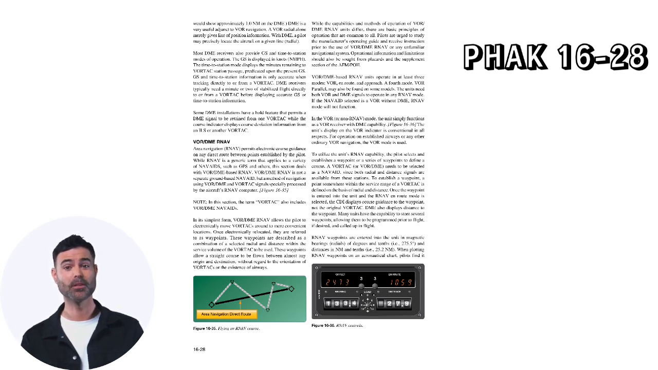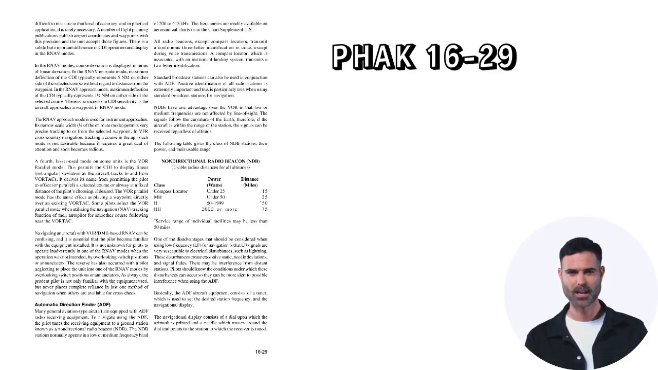Many units have the capability to store several waypoints, allowing them to be programmed prior to flight, if desired, and called up in flight. RNAV waypoints are entered into the unit in magnetic bearings, radials of degrees and tenths, i.e. 275.5 degrees, and distances in nm and tenths, i.e. 25.2 nm. When plotting RNAV waypoints on an aeronautical chart, pilots find it difficult to measure to that level of accuracy, and in practical application, it is rarely necessary. A number of flight planning publications publish airport coordinates and waypoints with this precision, and the unit accepts those figures.